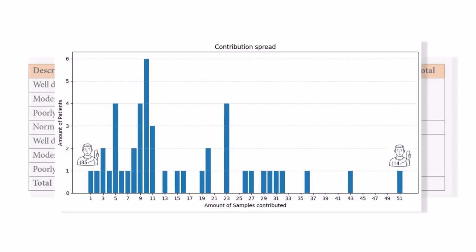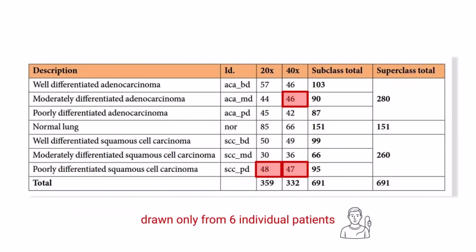The number of samples per patient also varies widely. For instance, patient 35 contributed just 1 sample, while patient 14 provided a sizable 51. When we drill down into specific combinations of magnification, superclass, and subclass, the number of contributing patients can get very low. In the cells marked red, for example, only 6 unique patients contributed to each subset.